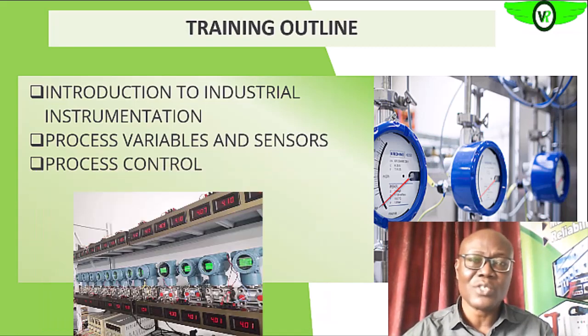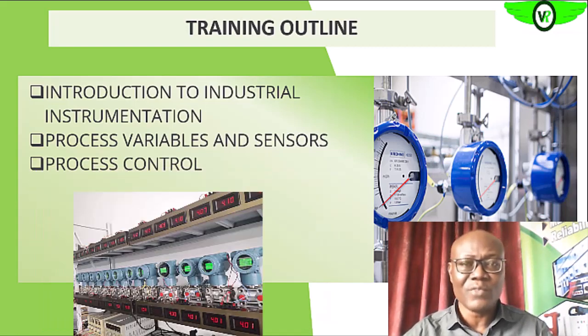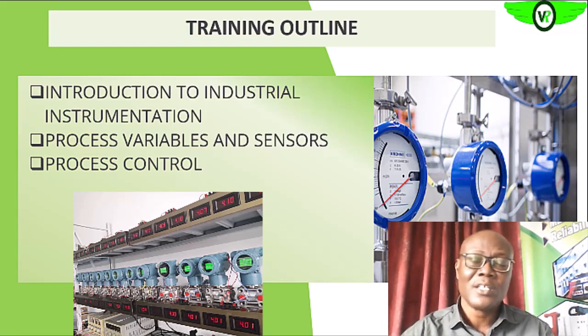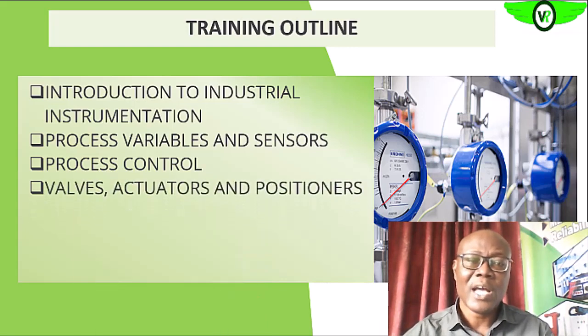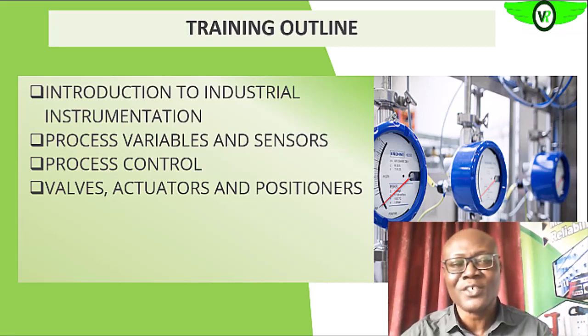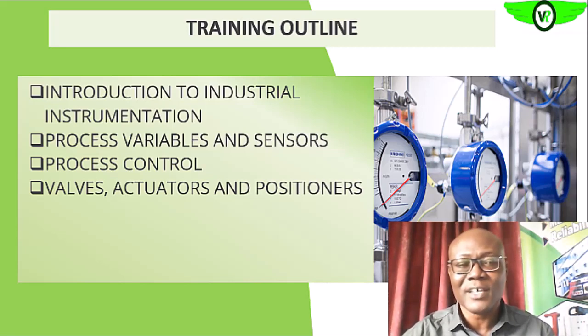Then we are going to see process controls, the various types of process controls that we have, the three basic types of process control. We are going to look at them briefly, and then we are going to look at some of the components of our process instrumentation. So we are going to look at the final control element, valves.